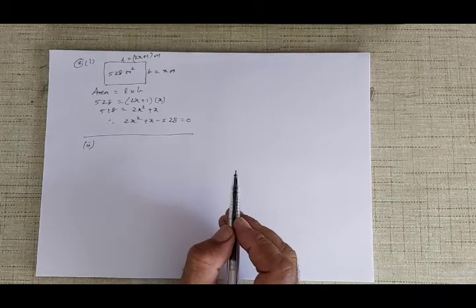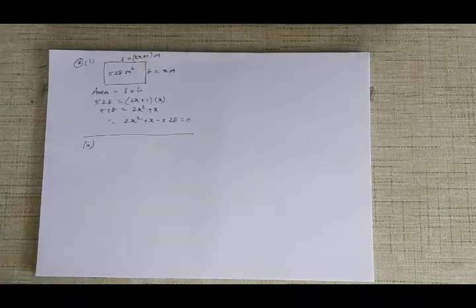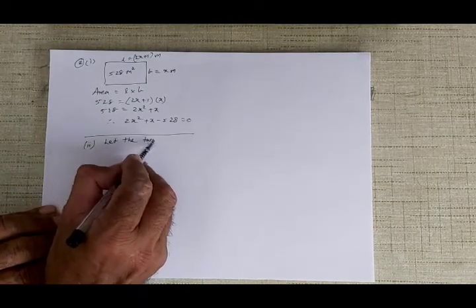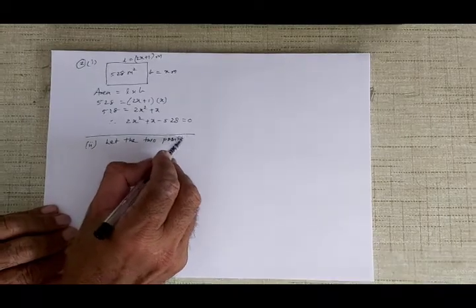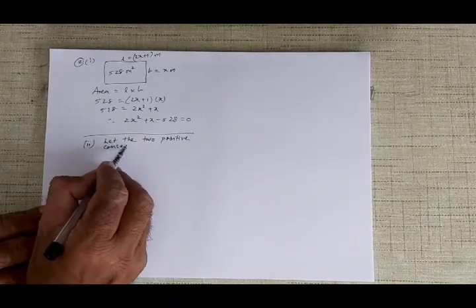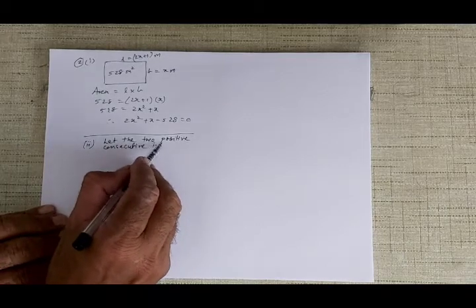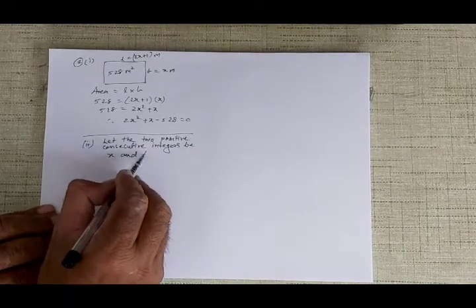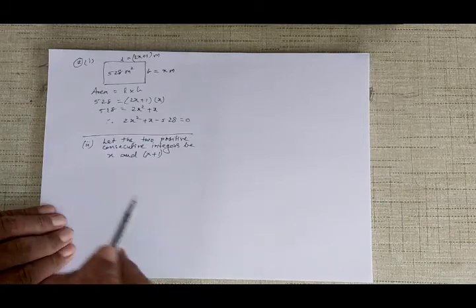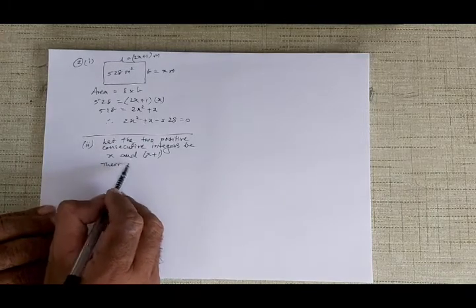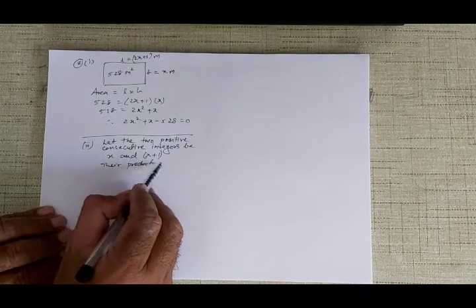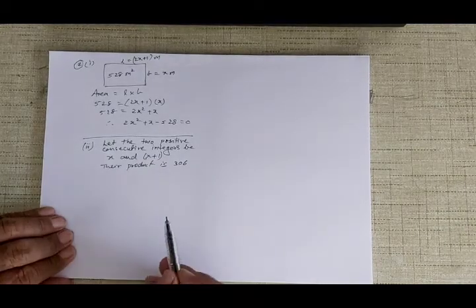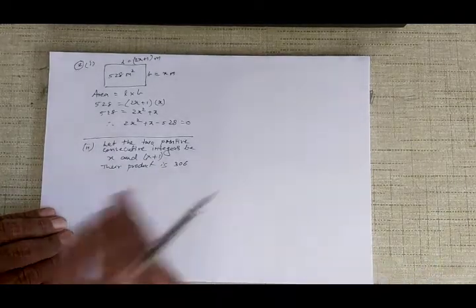Again, just make quadratic equations. The product of two consecutive positive integers is 306. Okay, so let the two positive consecutive integers be x and x plus 1. Their product is given as 306. It is given that the product of the two consecutive positive integers is 306.